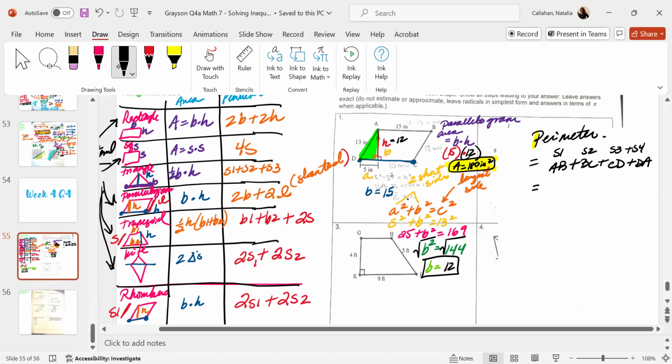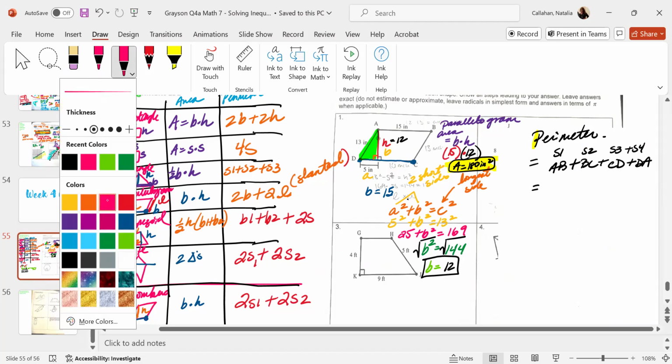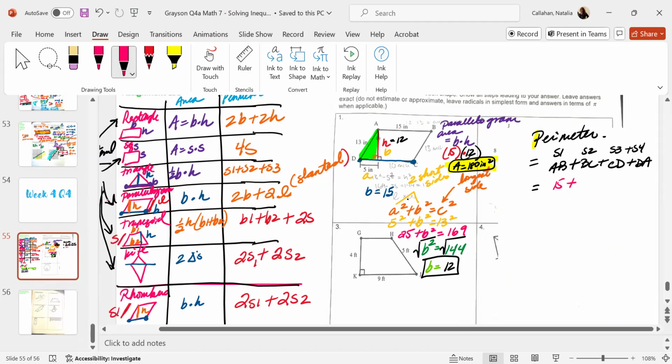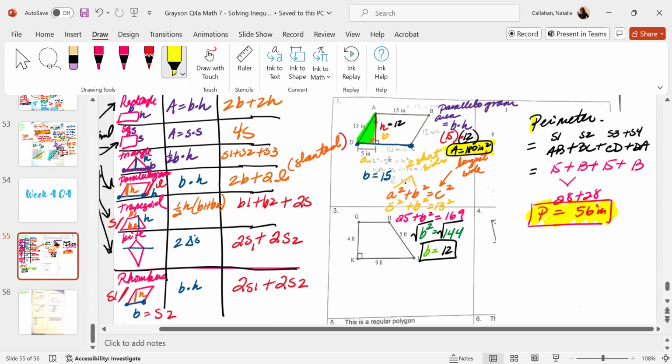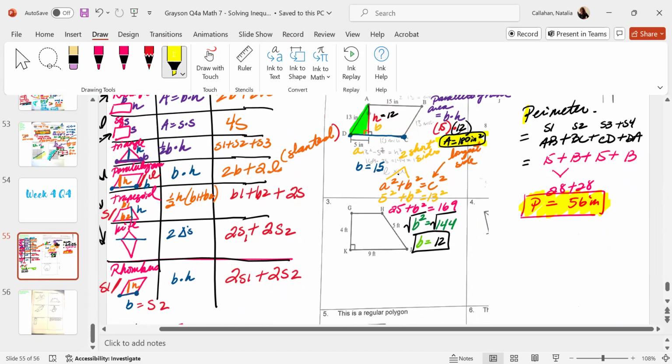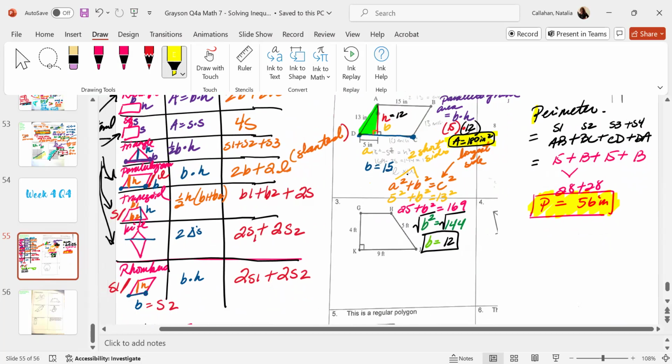Now let's see if I have the measurement to all of them. AB is 15 inches. BC? 13. What's CD? 15. What's DA? Good. Now add them together. You know that's going to give you 28 plus 28. And ta-da, there is your 56. There you go. You got it. Do you see that right there, how you got everything?